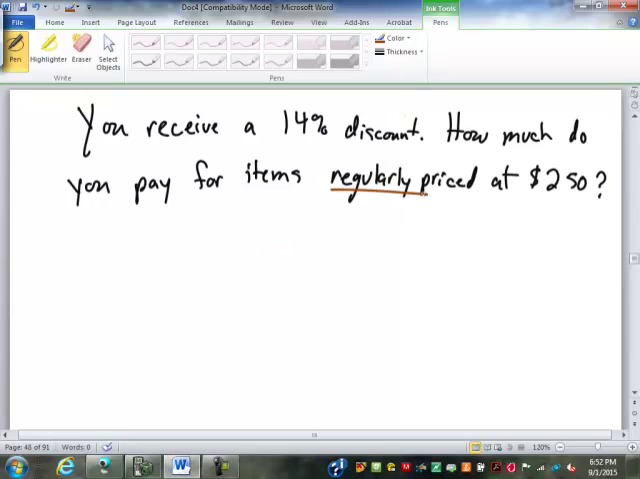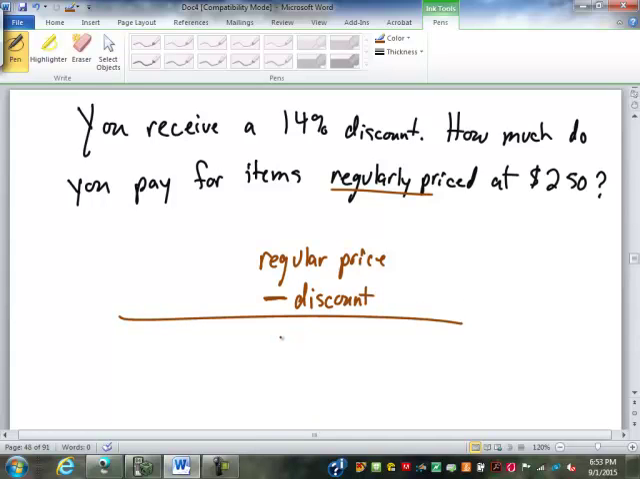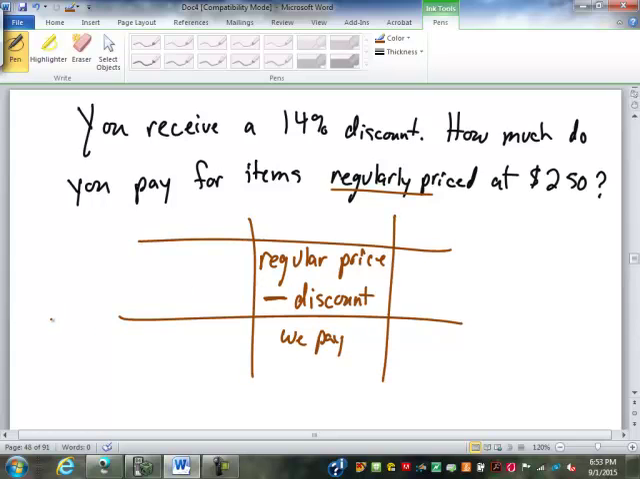So we have the regular price here. And we're going to subtract, because it's a decrease, the discount. And that's going to give us now what we pay. Or what you pay, however you want to word it. Once again, each of those items is described by a percent and another number. And once again, in this case, it is a dollar amount. What do we know? Well, we always know the 100% is that starting amount, or in this case, the regular price. So I'll just fill it in.